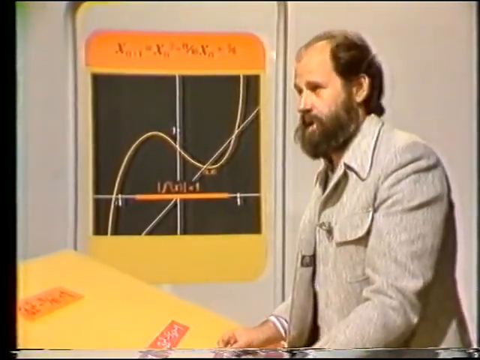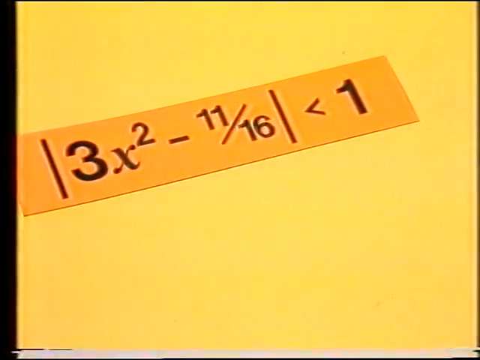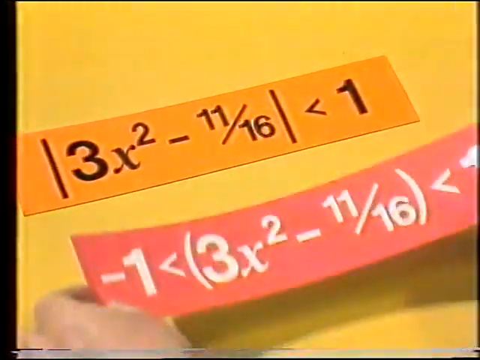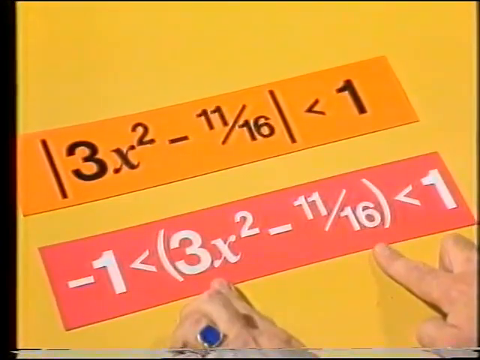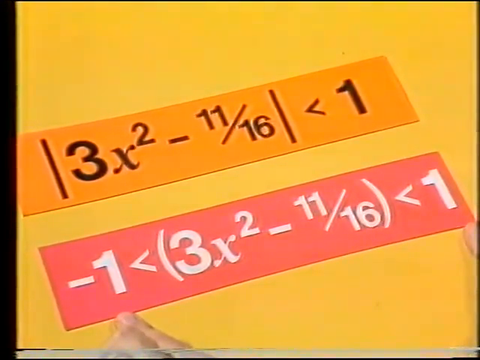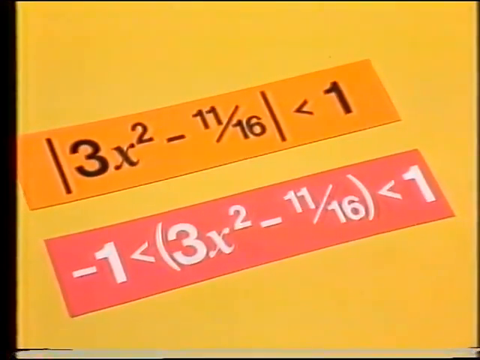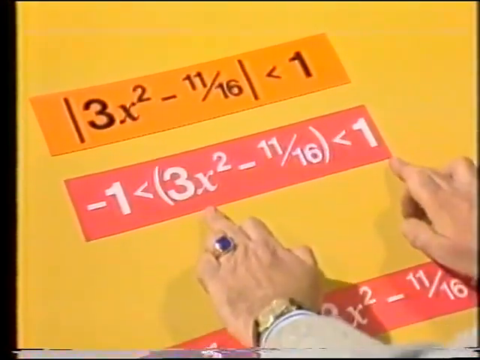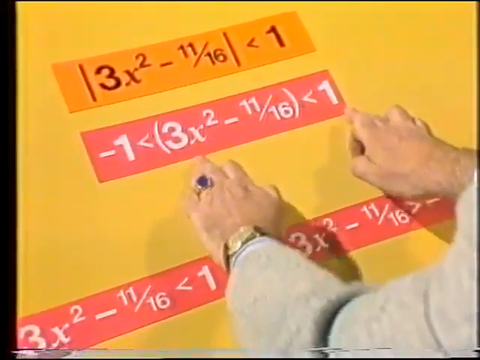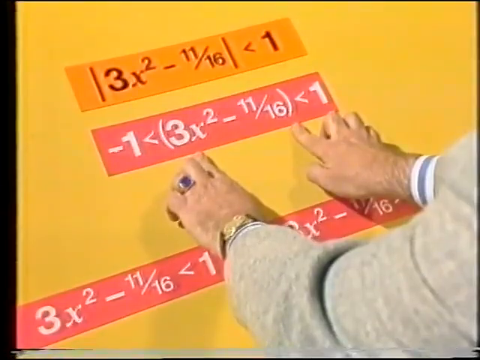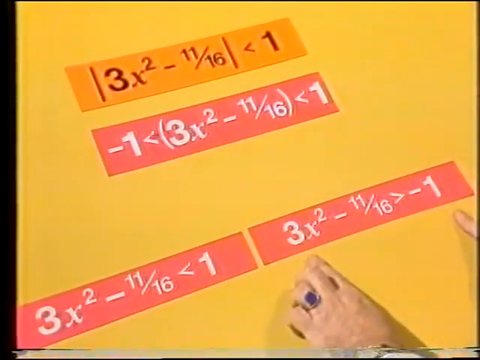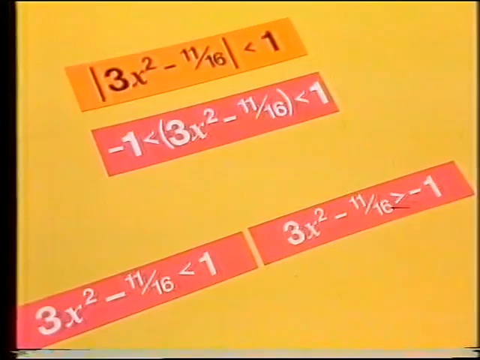We've got to solve this inequality. The modulus of (3x squared minus 11)/16 is less than 1. And another way of saying the same thing is that (3x squared minus 11)/16 lies between -1 and +1. So basically we've two inequalities. There's (3x squared minus 11)/16 is less than 1, and (3x squared minus 11)/16 is greater than -1. And we've got to find the values of x which satisfy both inequalities at the same time.